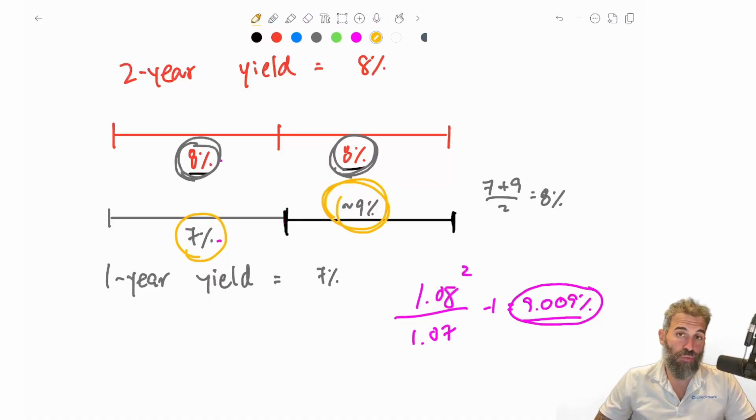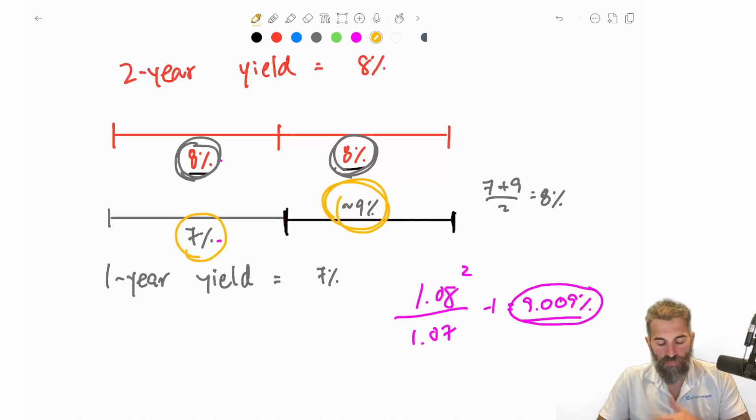That's the expected short rate. Are they the same thing? Not exactly. Typically, the forward rate is higher because of the liquidity premium, because the forward rate is a rate that you earned for having taken on a long-term investment. Whereas the expected short rate 1 year from now is the return you'll earn on a 1-year bond 1 year from now.